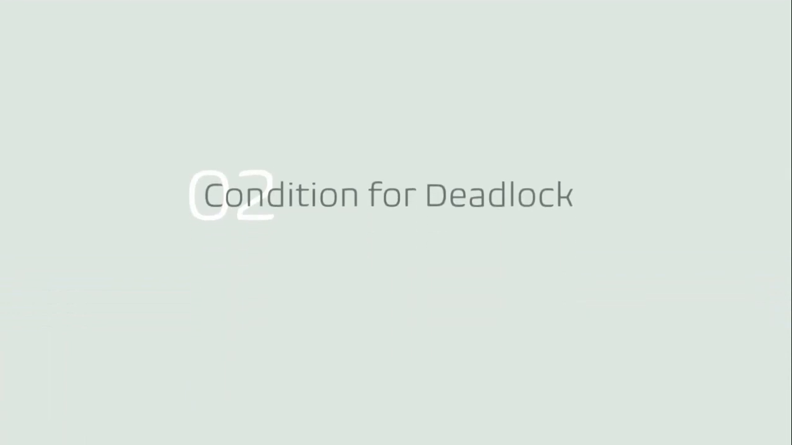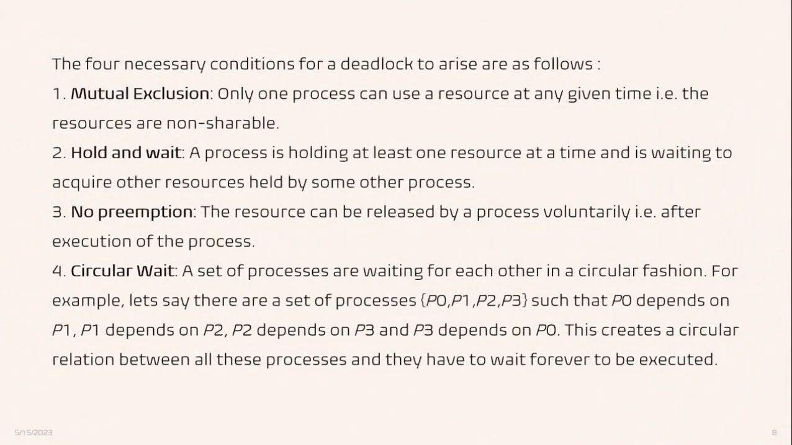I hope that deadlock is clear to you. Now we come on to the next subtopic of our presentation, that is conditions for deadlock. So there are four necessary conditions for a deadlock to arise, and they are: first, mutual exclusion; second, hold and wait; third, no preemption; and fourth, circular wait. Let's understand each of them one by one.